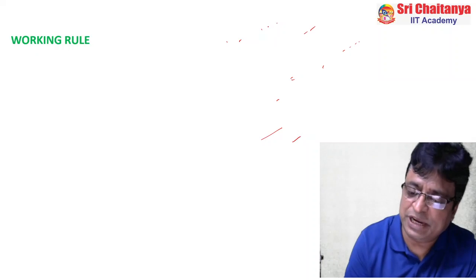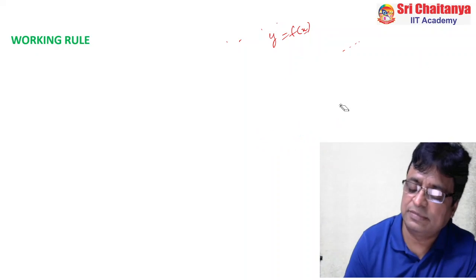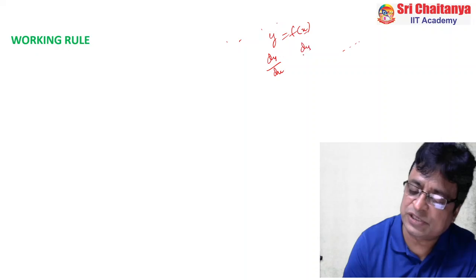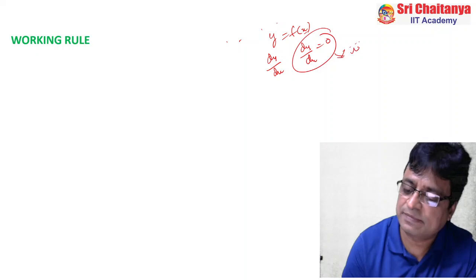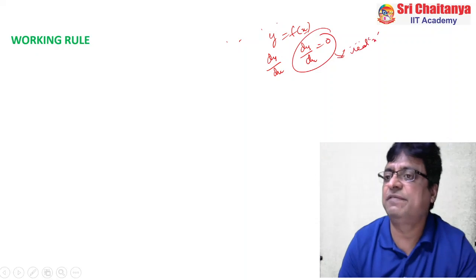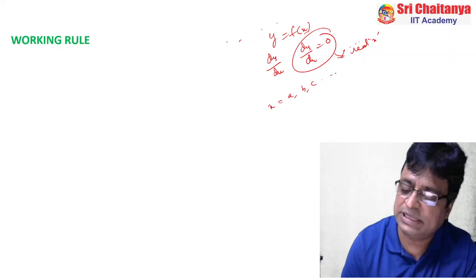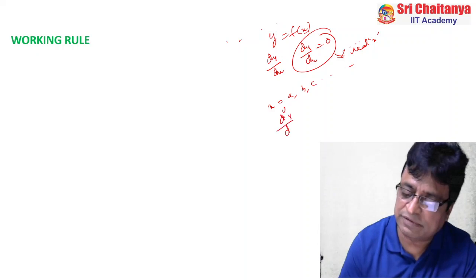So, suppose y equal to f of x is given for you. First, what to do? Find dy by dx and equate dy by dx to 0. Solve this for real x. And let the values be x is equal to a, b, c, etc. Now find the second derivative also, d square y by dx square.